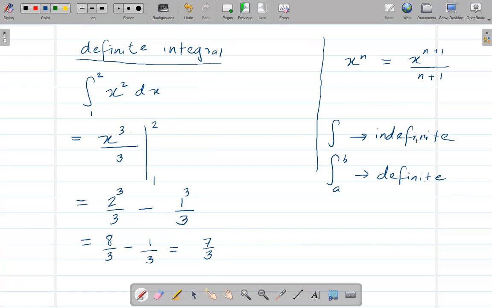When you have an indefinite integral like we did in 3.9, then once you take the integration, you write plus c. All right, so make sure you understand the difference in the way of approaching these two kinds of integral. Okay, now let's see some properties of integrals.